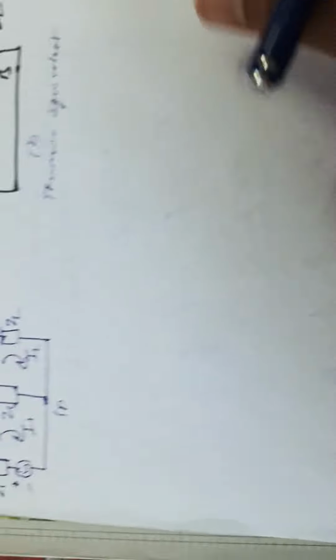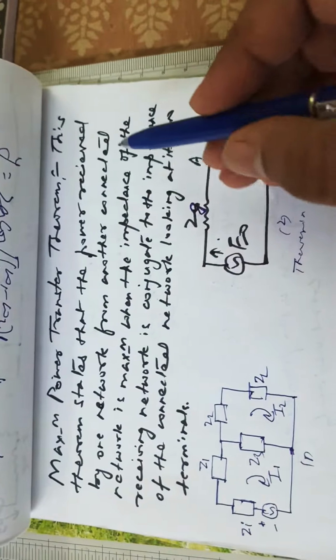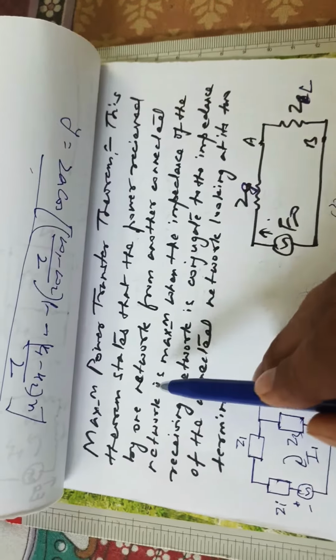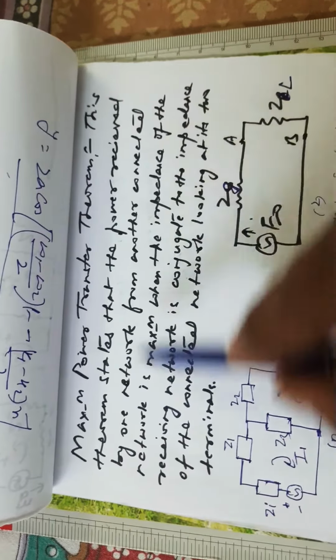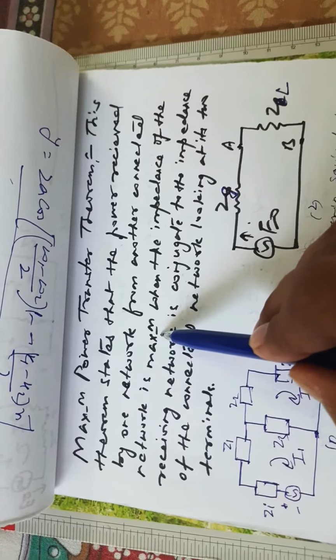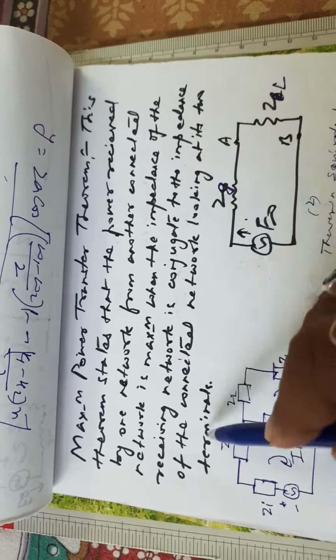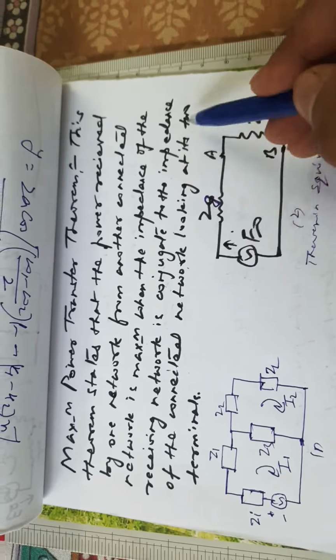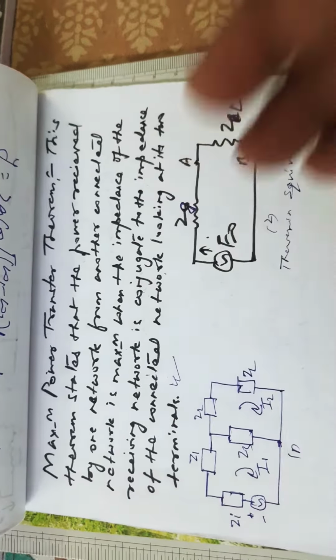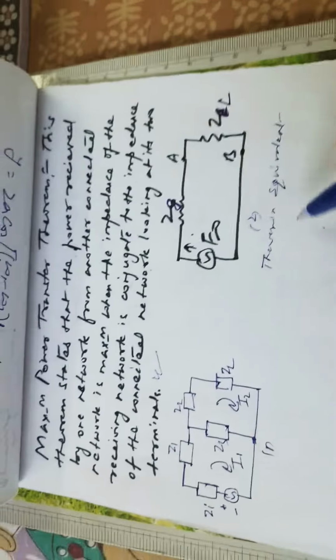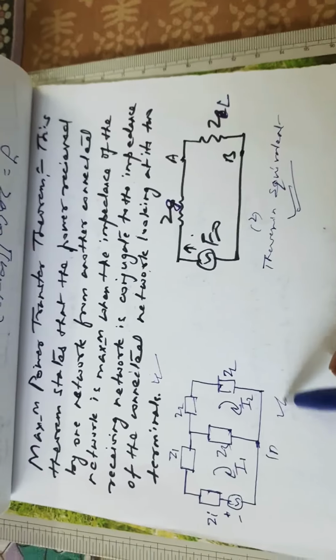Here we have just mentioned the theorem. It states that the power received by one network from another connected network is a maximum when the impedance of the receiving network is conjugate to the impedance of the connected network looking at its two terminals. So this is the basic definition, and again we have taken the help of the Thevenin circuit. This is the Thevenin equivalent of this circuit.